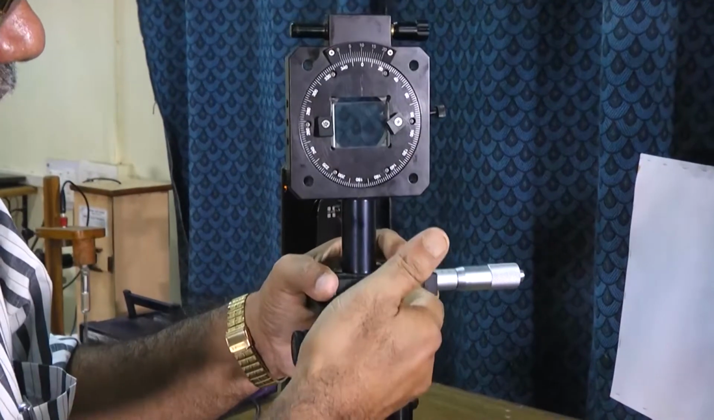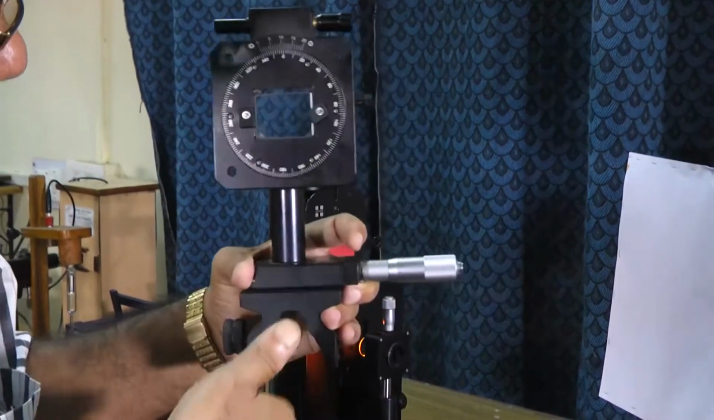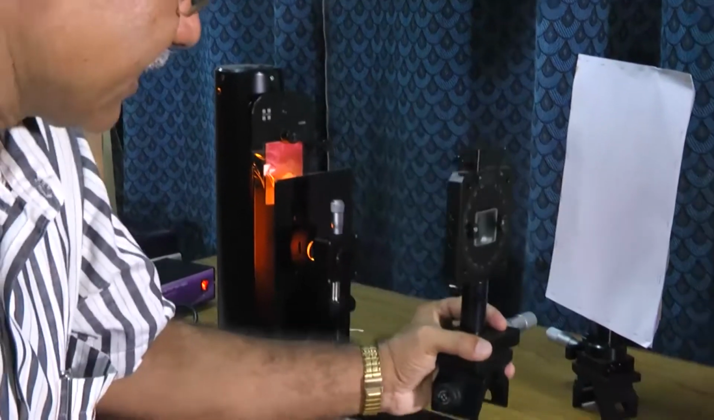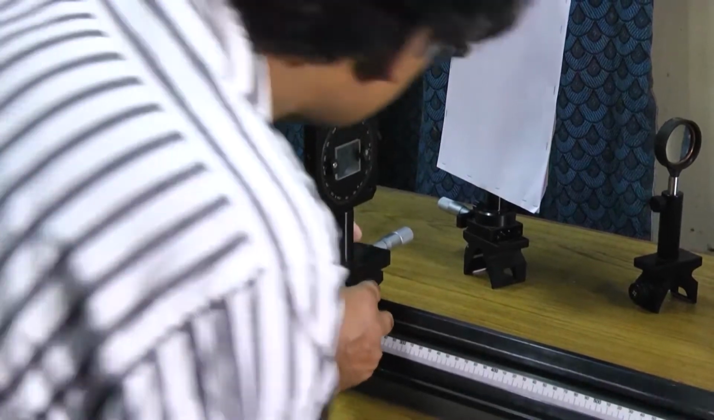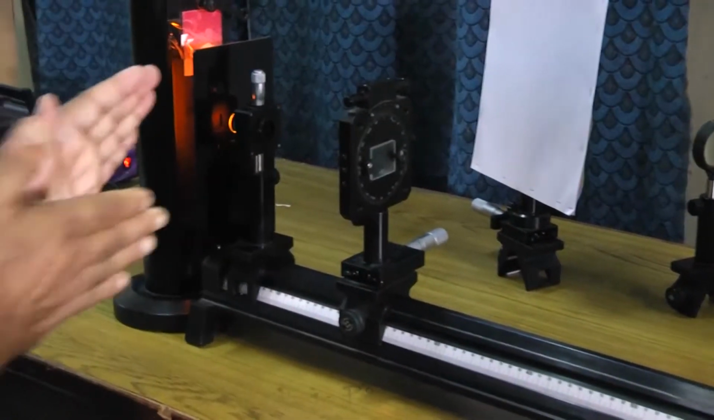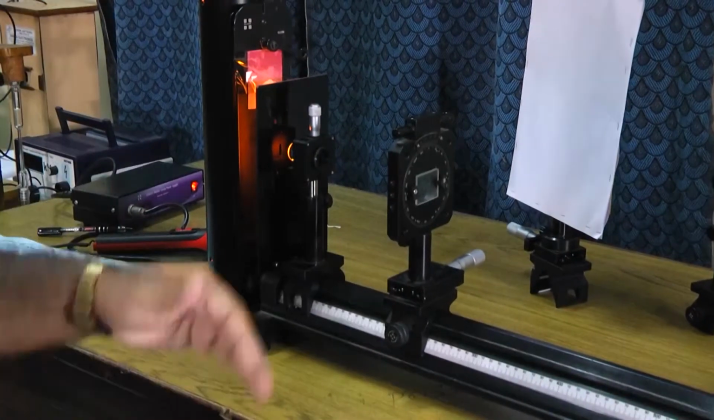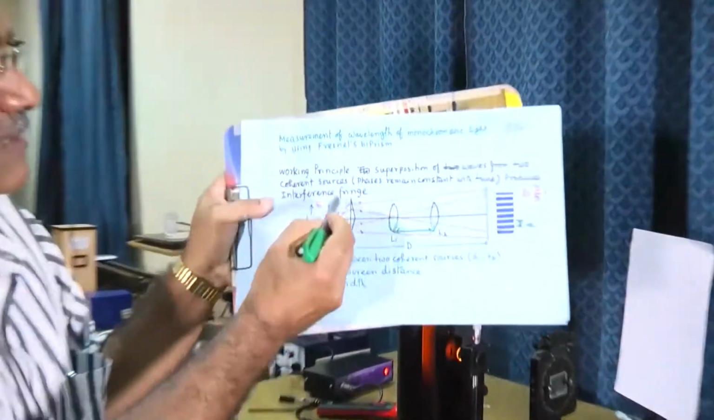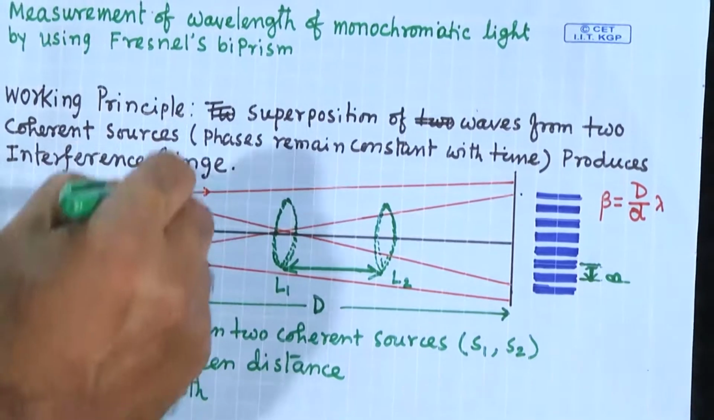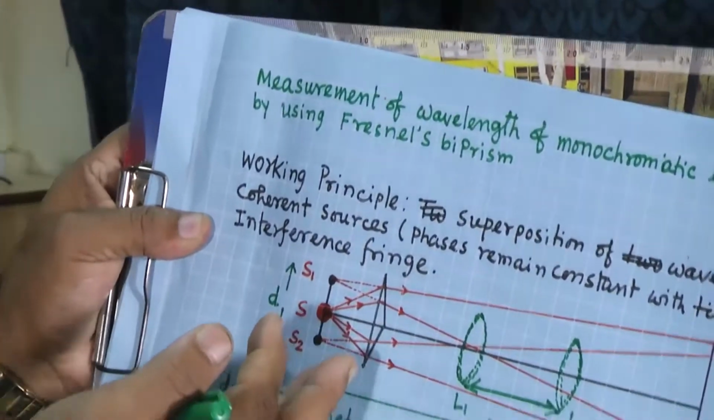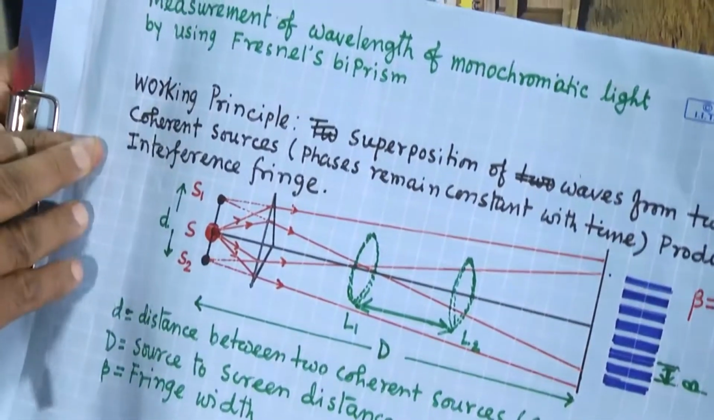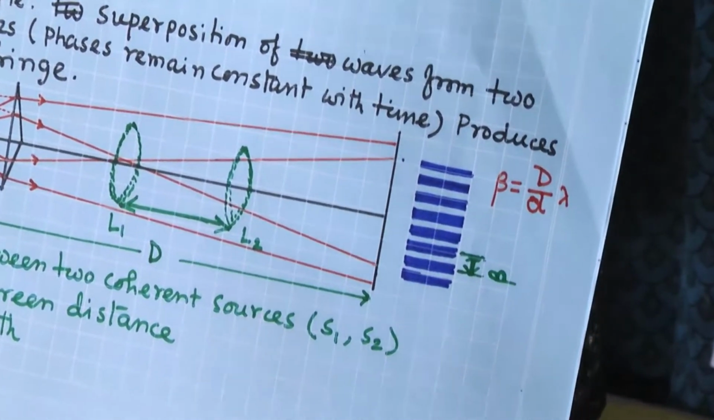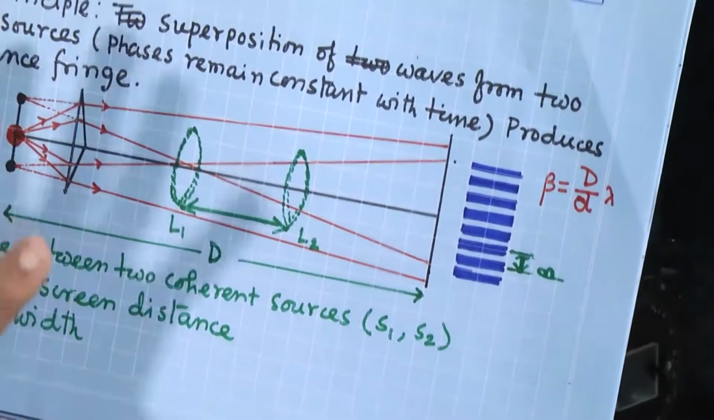Also you can shift it in x, this translational motion, and on this you can change the position. Now which face should be towards the slit? The plane surface. Any one can be put towards the source. Generally we put the plane surface towards the source, but it can be the opposite way also; there should not be any problem.